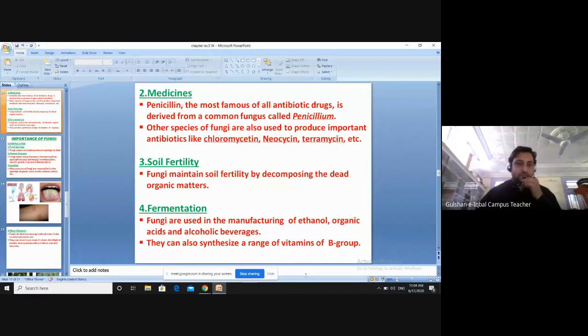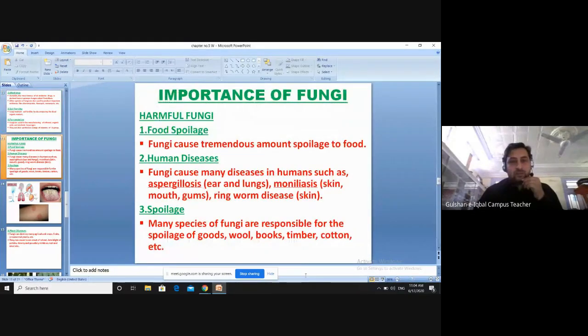Let's see the harmful effects now. The harmful effects, number 1, is food spoilage. If we allow fungus to grow somewhere where there is food present, fungus can spoil a huge amount of food. They can cause damage to your crops. For example, if grains are present somewhere and there is a little bit of water also present, that moisture is going to produce fungus over there. When fungus is produced over there, the food can be spoiled. Like bacteria, fungus also spoils food.